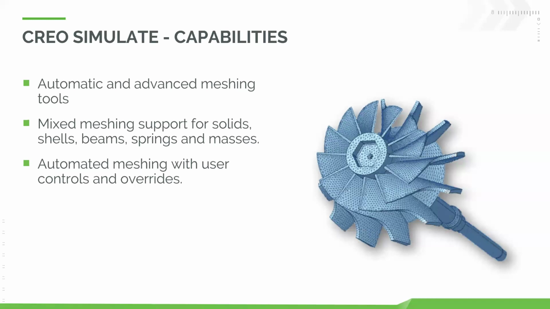For the meshing, there's various ways you can do it as well. There's an automatic way where you could let the system do that work for you, optimize it, and there's also advanced meshing capabilities. You yourself go in and refine the mesh, maybe in specific locations or areas that you want to tweak and focus on. And there's also support for solids, for shells, beams, springs, and masses, all of that.